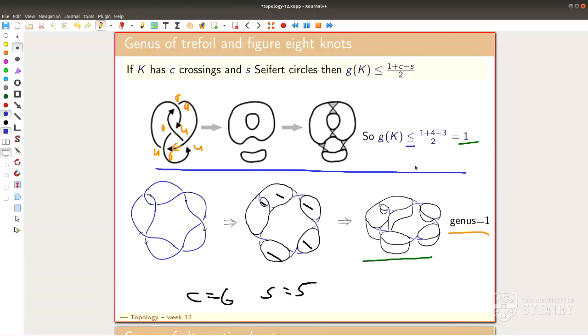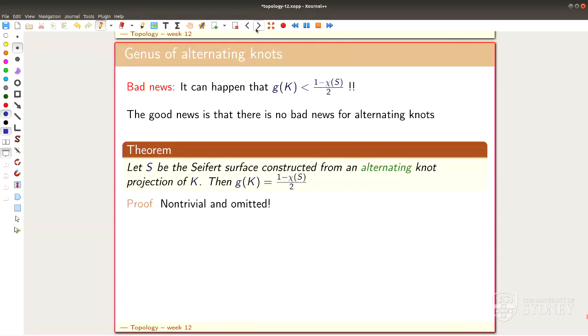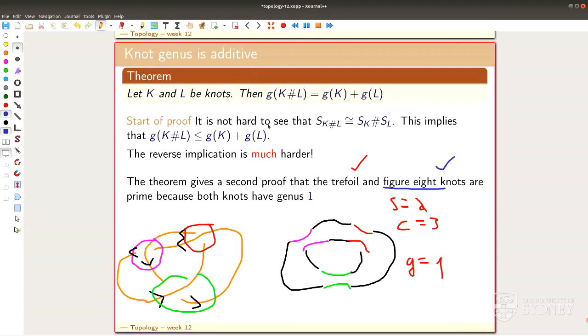But actually, because it's an alternating knot, it's equal to 1. So they both have genus 1, which shows you that it's not a perfect invariant. We can't expect a perfect invariant. So we can't distinguish trefoils from figure 8 using the genus, but we can say that they're not trivial in a really simple way by just following an algorithm.